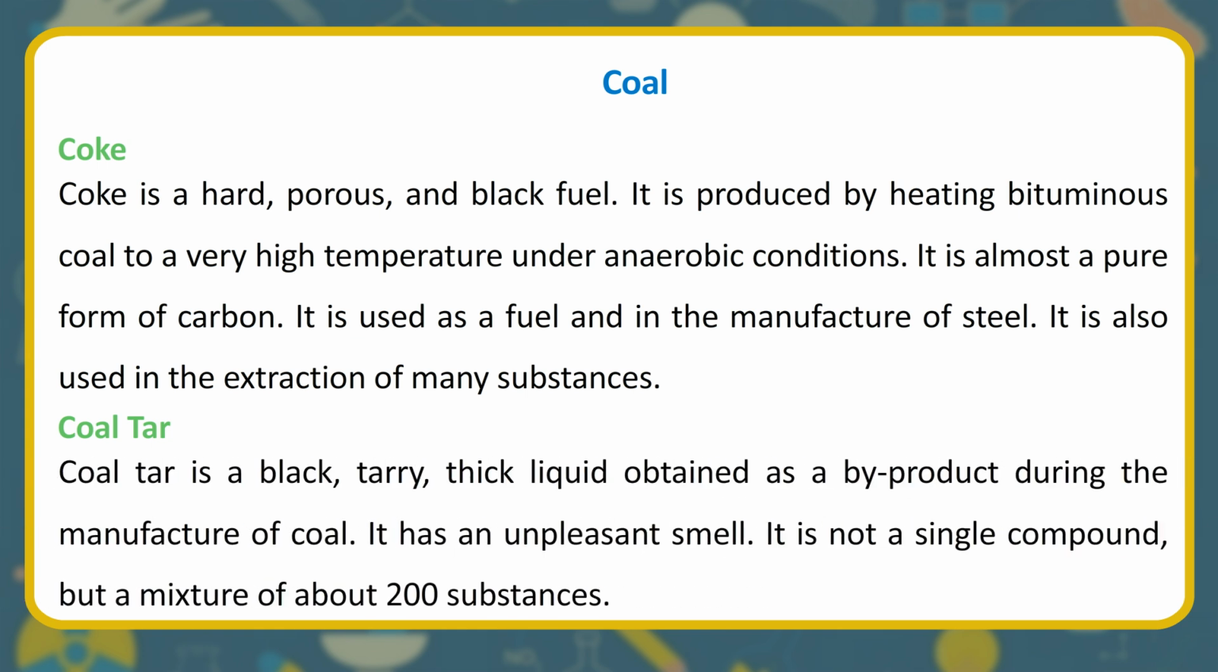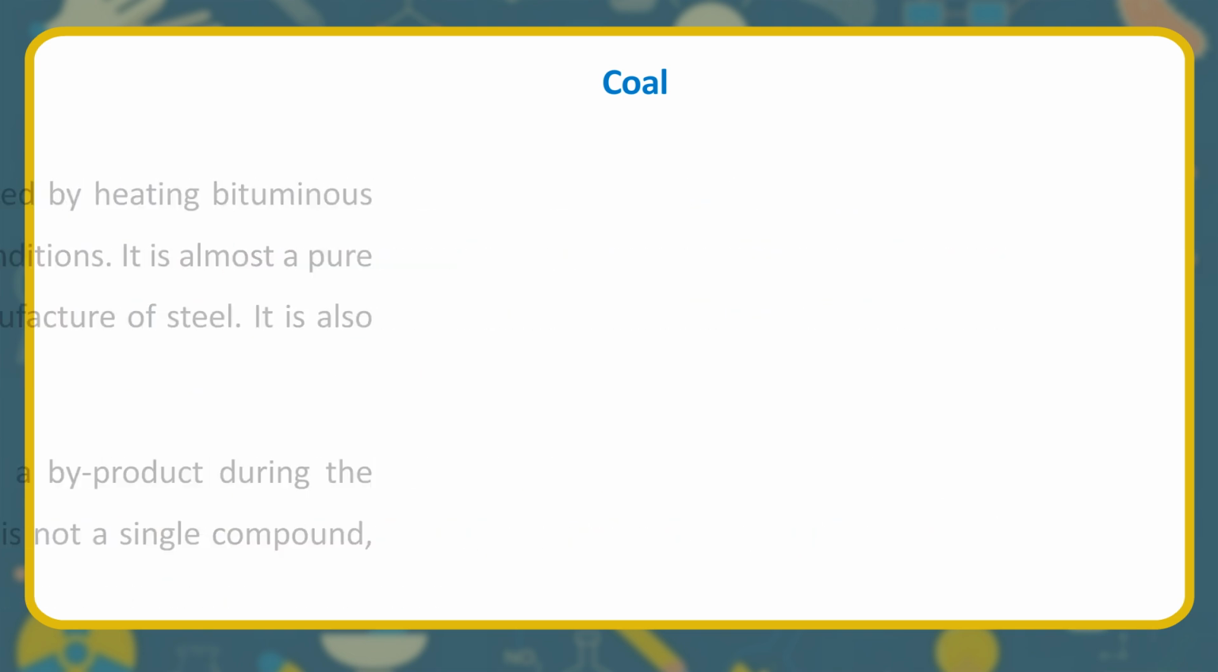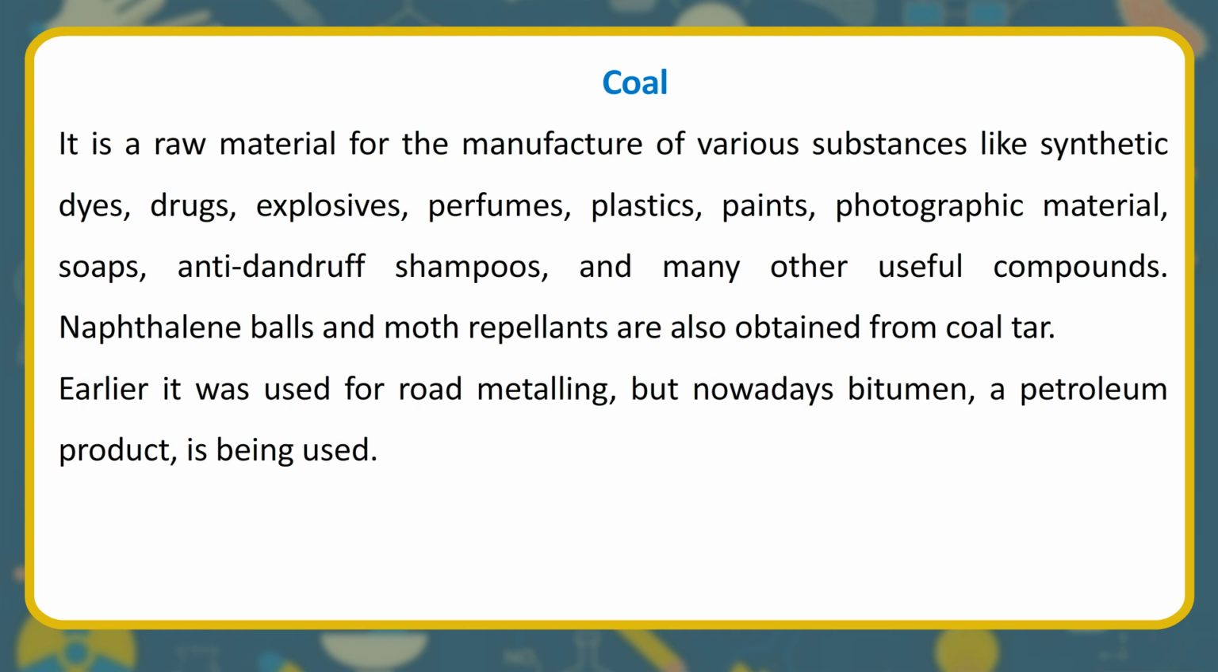Coal tar. Coal tar is a black, tarry, thick liquid obtained as a byproduct during the manufacture of coke. It has an unpleasant smell. It is not a single compound, but a mixture of about 200 substances. It is a raw material for the manufacture of various substances like synthetic dyes, drugs, explosives, perfumes, plastics, paints, photographic material, soaps, anti-dandruff shampoos, and many other useful compounds.